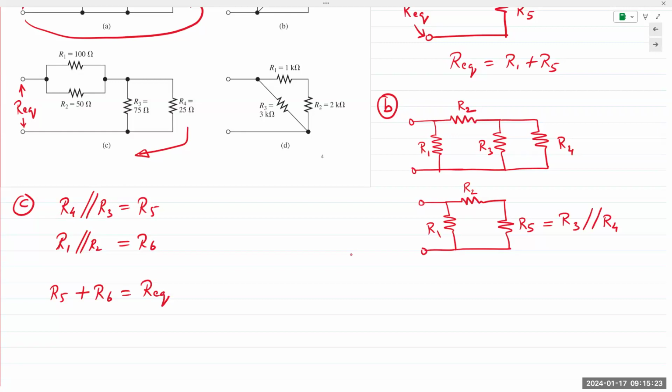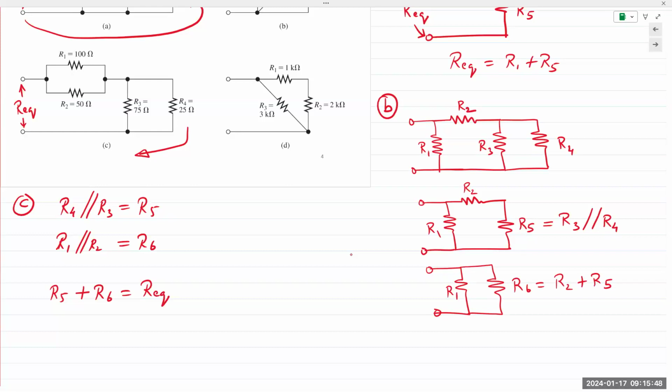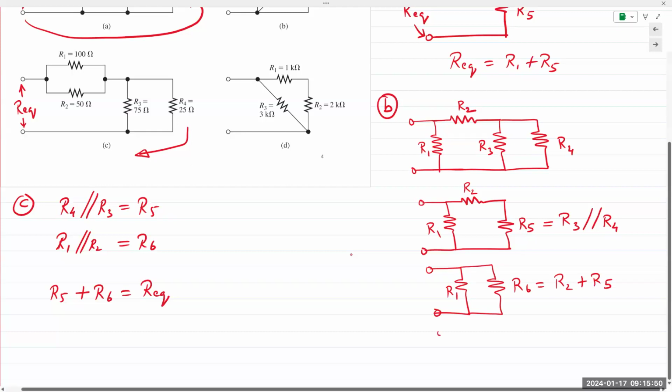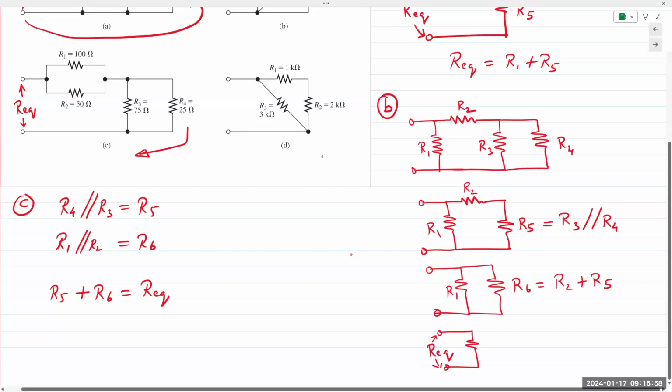Then what can we say about R2 and R5? They are in series, quite obvious, right? So if they are in series, you can take it one step further. Call this R6. R6 is simply R2 plus R5. And then finally, our total REQ is the relationship between R1 and R6. REQ is measured between the two terminals on the left.